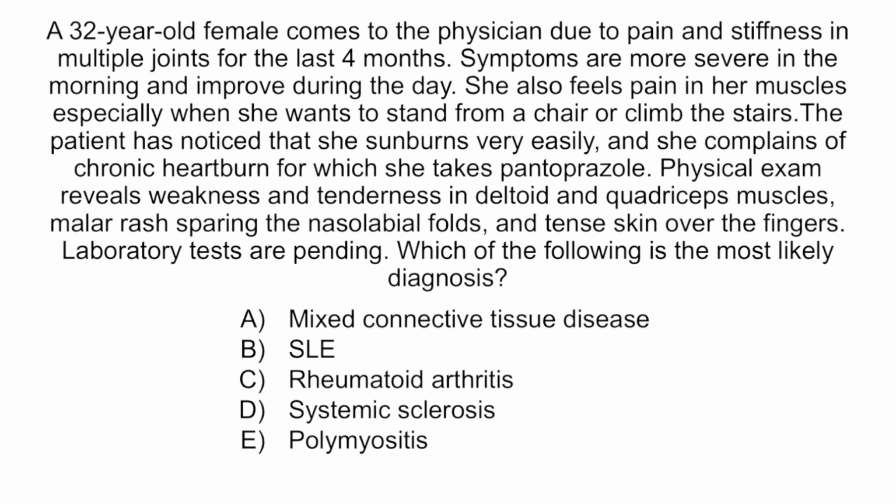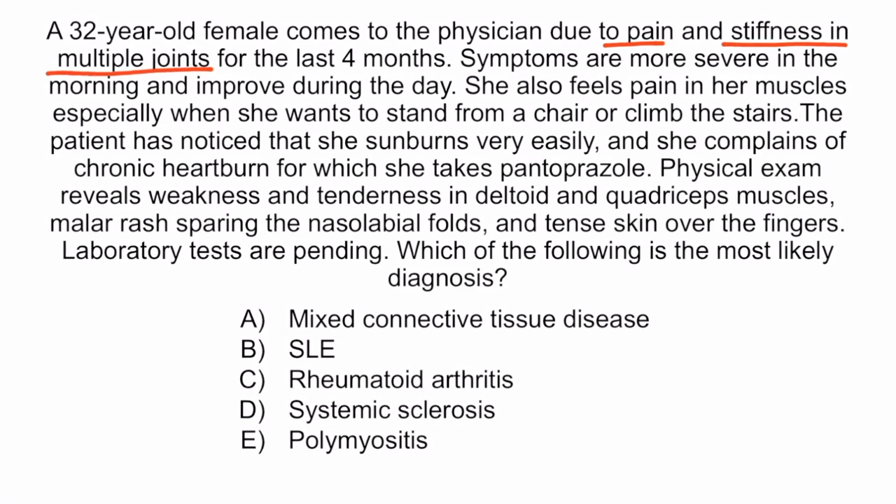Which of the following is the most likely diagnosis? A. Mixed connective tissue disease. B. SLE. C. Rheumatoid arthritis. D. Systemic sclerosis. Or E. Polymyositis. This patient has pain and stiffness in multiple joints.